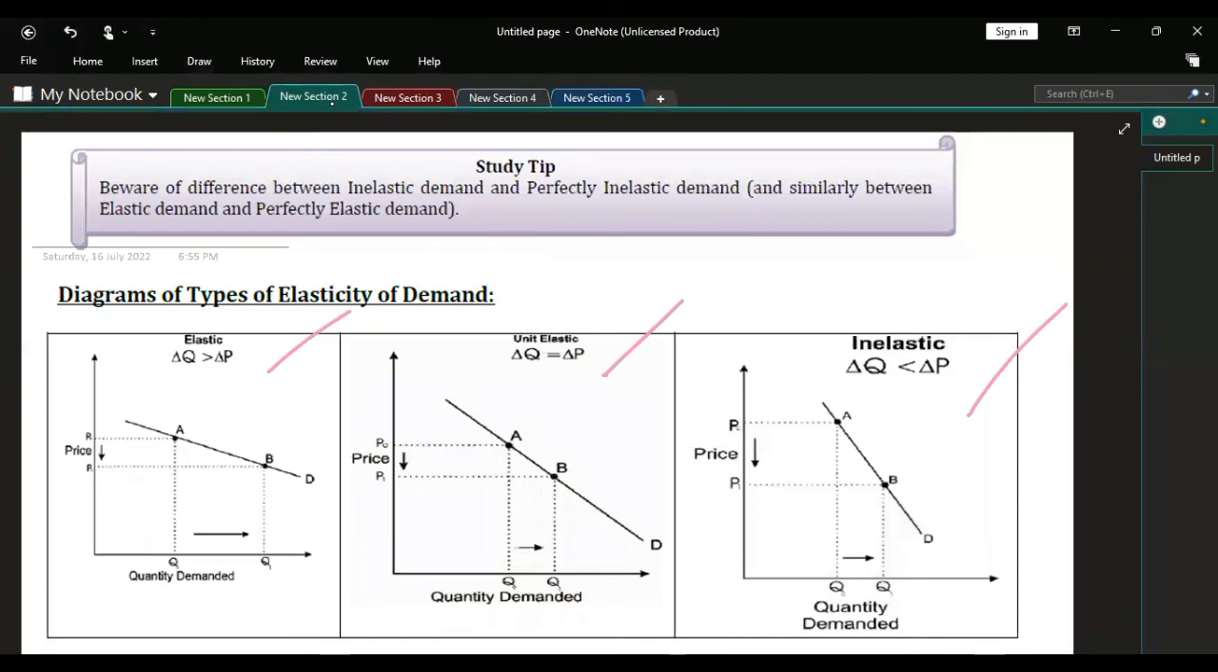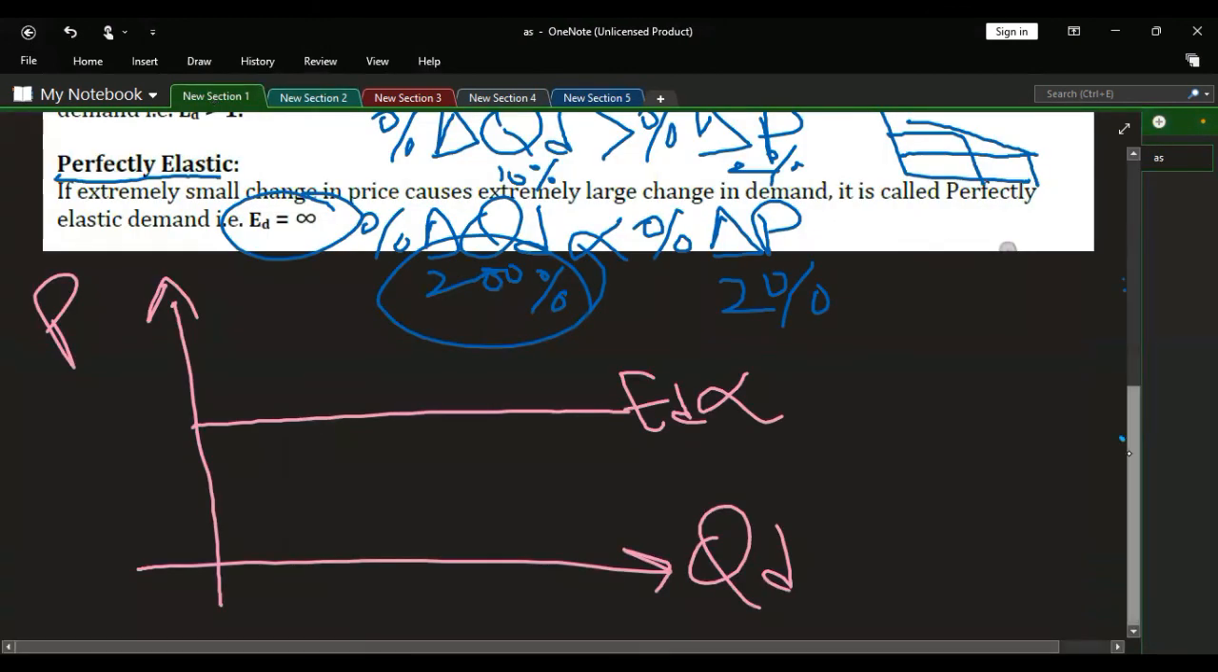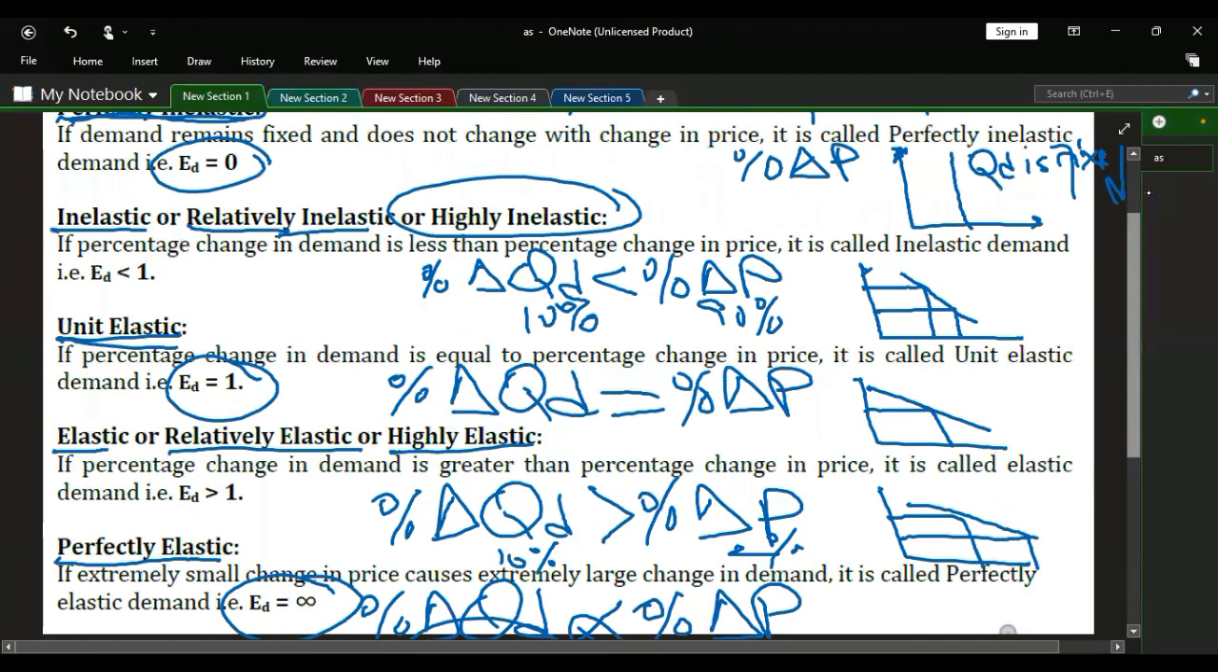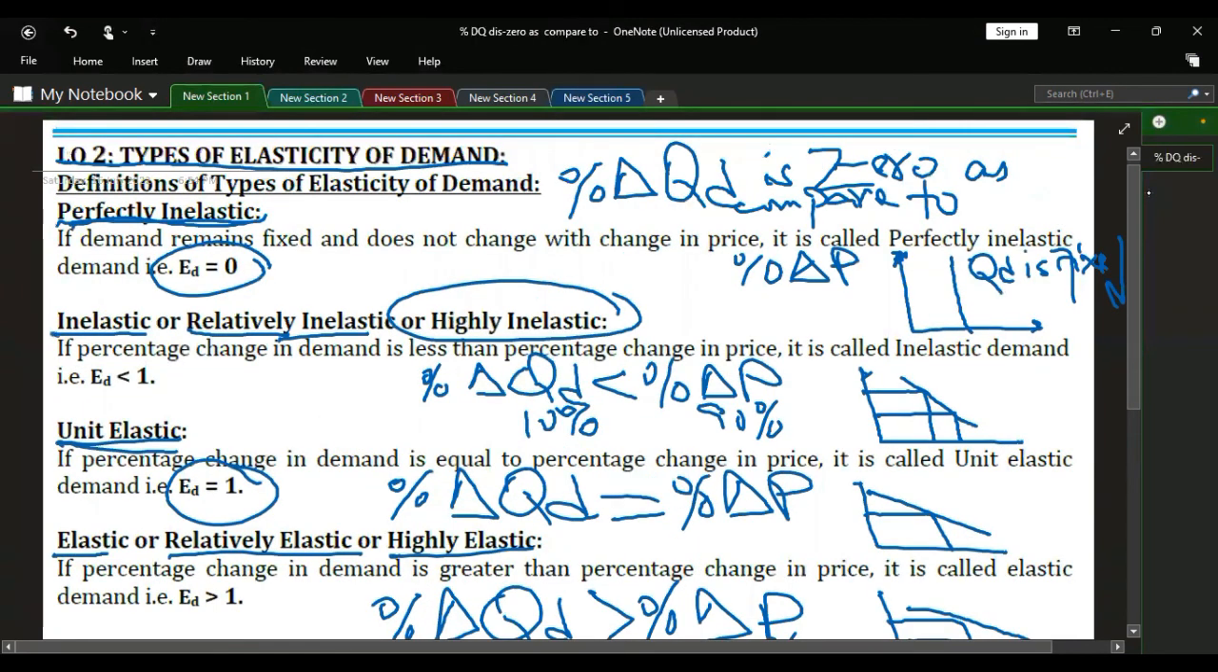So the study tip is beware of the difference between inelastic demand and perfectly inelastic demand. Don't mix them up. So this was our today's class in which we have comprehensively covered the concept of different types of elasticity of demand. Hope this concept has been well explained.